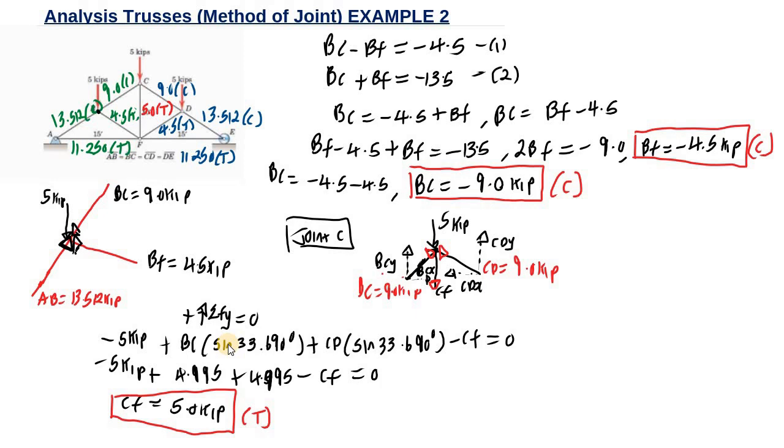Now these are all the member forces on the truss. We are finally done with this truss. This truss is a symmetric truss, so the value we got on the left was also the same value on the right, because it is a symmetric truss. So this is how you can use method of joints to find the member forces on a truss.